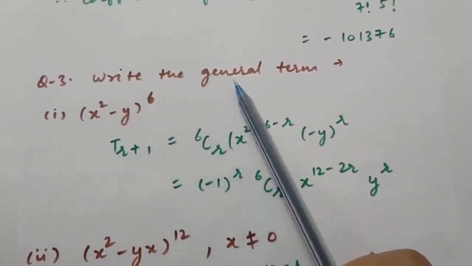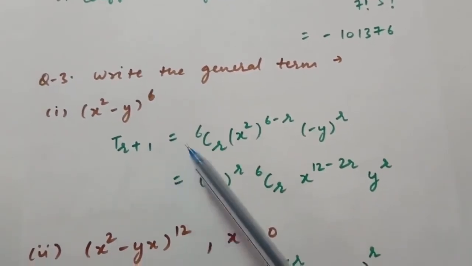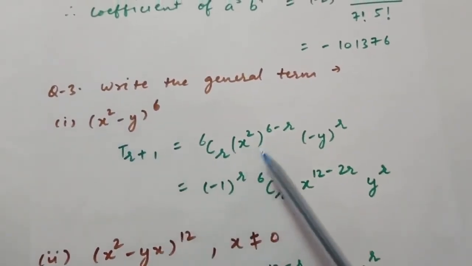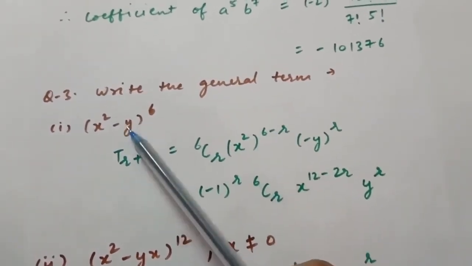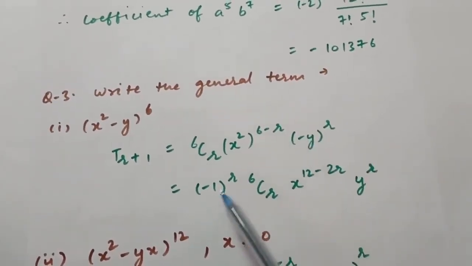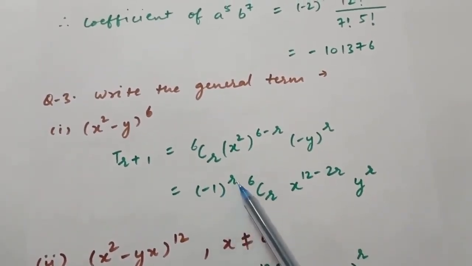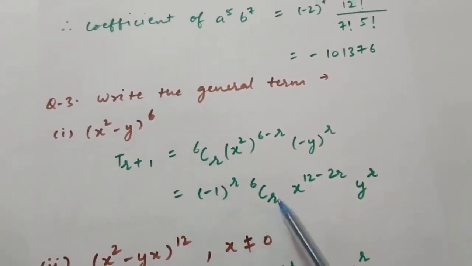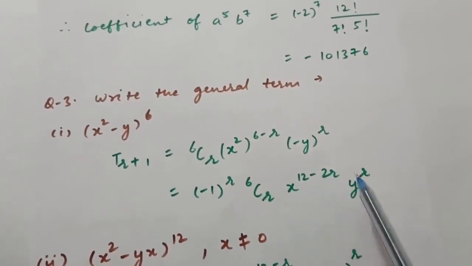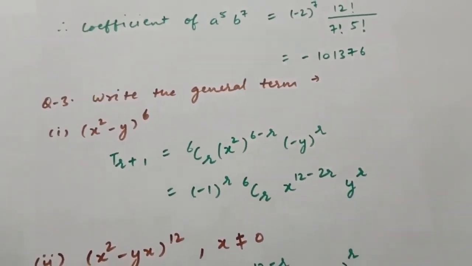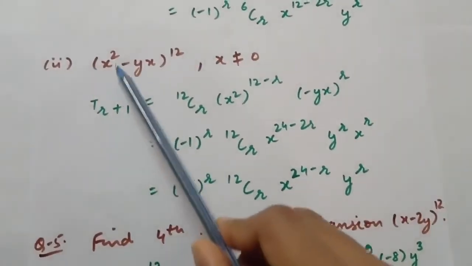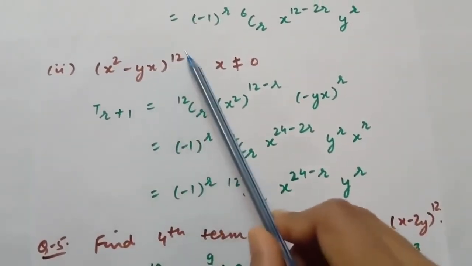So they are asking for the general term, which is tr plus 1. So it is equal to 6cr x square raised to the power 6 minus r and minus y raised to the power r. Taking this minus 1 outside, so minus 1 raised to the power r, 6cr as it is, multiply 2 with this, x raised to the power 12 minus 2r into y raised to the power r. Clear?